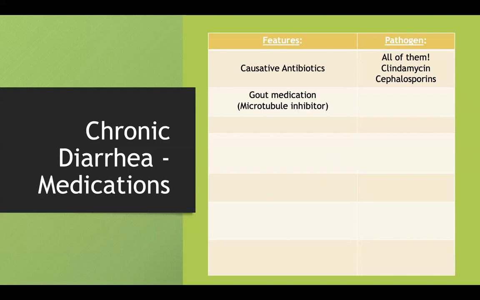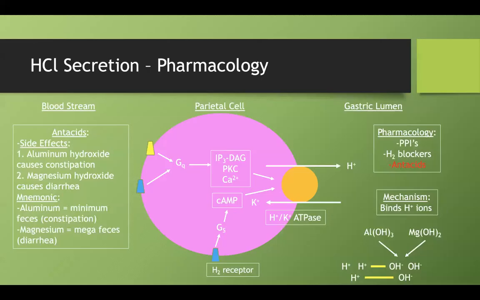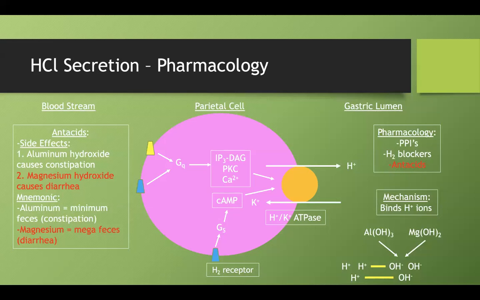Which gout medication is responsible for diarrhea? The microtubule inhibitor, that's colchicine. Which antacid has a strong association with diarrhea? Now we're talking about magnesium hydroxide. And from our stomach lecture, I mentioned that magnesium hydroxide causes diarrhea, and our mnemonic to remember that is that magnesium causes megafeces. You could also use aluminum hydroxide as an antacid, and that'll have the opposite effect. And our mnemonic is aluminum causes minimum feces or constipation.